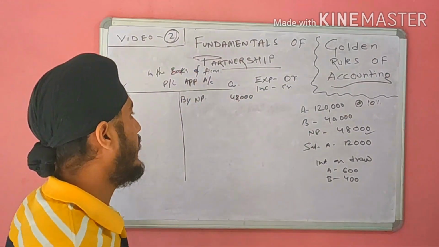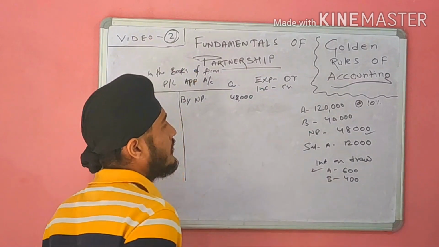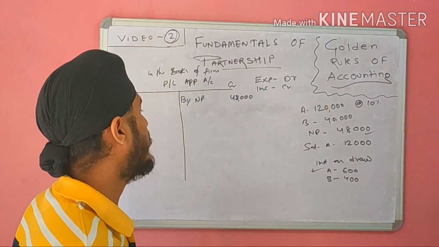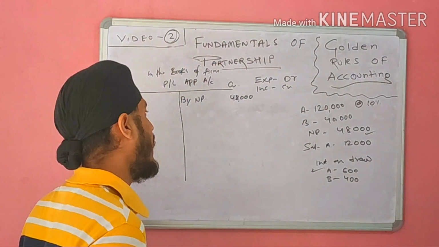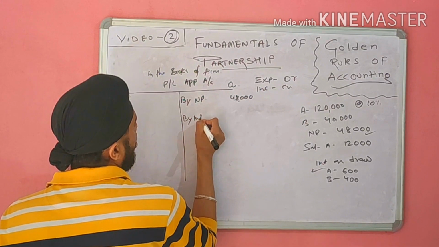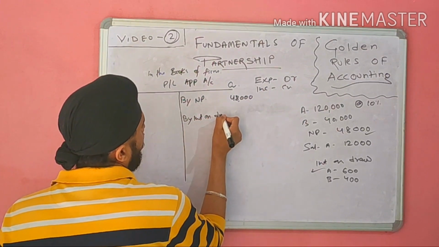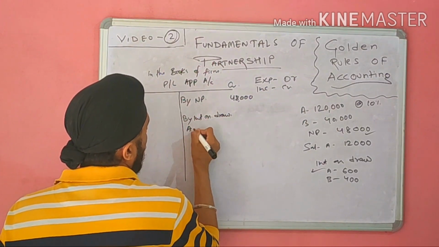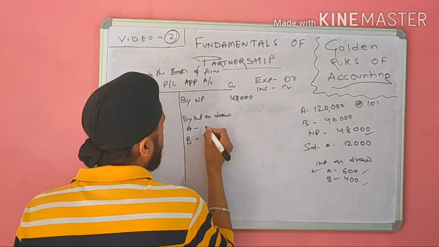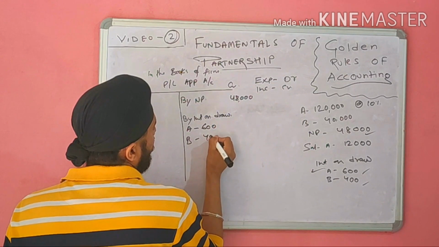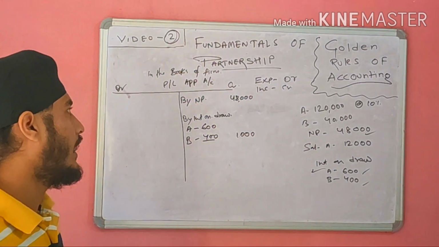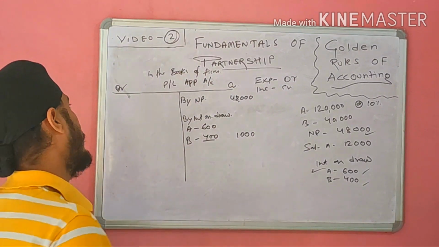Okay, now let's see what's given. Interest on drawing. Interest on drawing comes on the credit side of the PL appropriation account, since firm will take interest from the partner, so it is income for the firm. So we will write by interest on drawing. A, B. What is the interest given? 600, 400. So what is the amount? 1,000. Okay, done. Now credit side is done. And let's come to debit side.